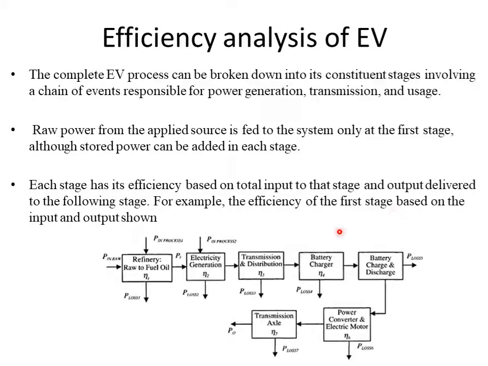If you take the EV process, there are mainly 7 steps. You can see the refinery, that is raw to fuel oil, first it is converted, then the electricity generation, then the transmission and distribution, then the charger, the charge and discharge process, then the power converter, the electric motor, then the transmission through the axle. At all these stages there will be power losses, and the efficiency of each stage is represented by eta 1, eta 2, eta 3 till eta 7. The total efficiency will be a product of all these efficiencies.